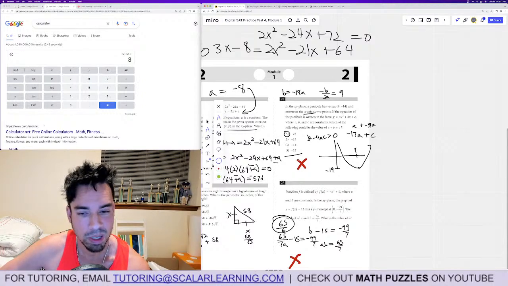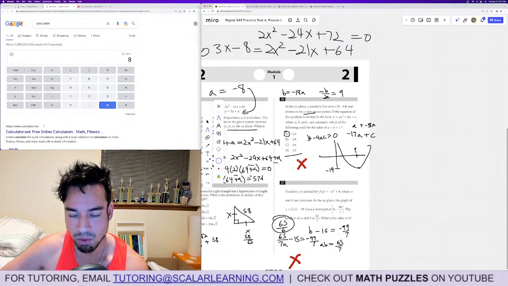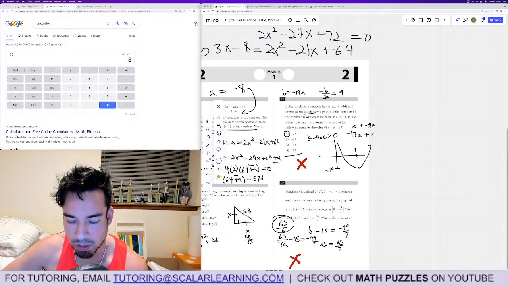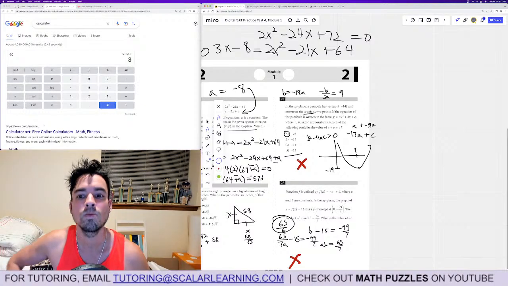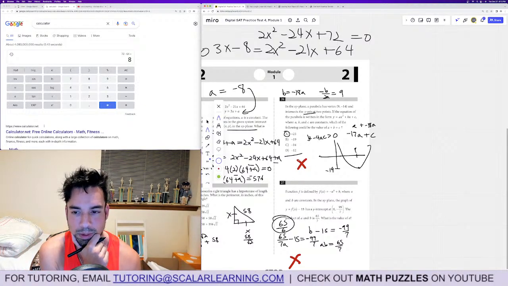I think they might be here, but (9, -14) intersects the x-axis at 2 points. The equation of the parabola was written in the format of y equals ax squared plus bx plus c, where a, b, and c are constants. Which of the following could be the value of a plus b plus c? Let's see. A plus b plus c.